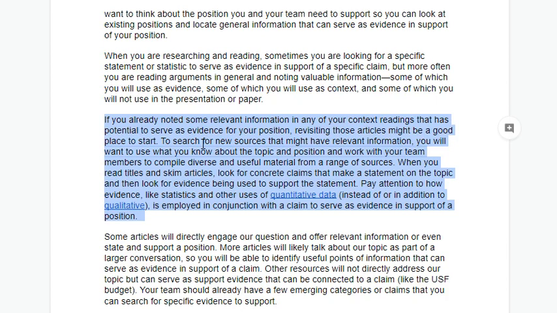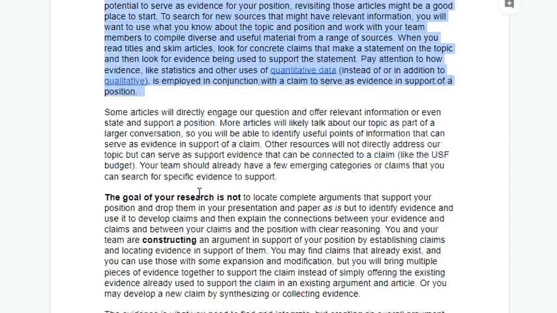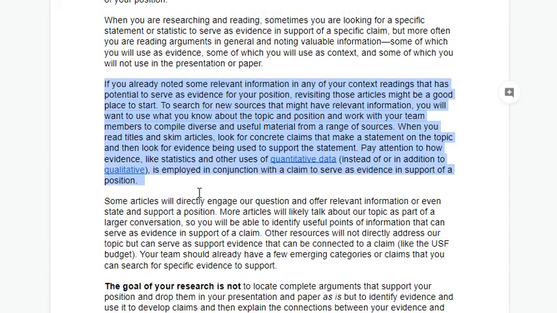To search for new sources that might have relevant information, you will want to use what you know about the topic and position and work with your team members to compile diverse and useful material from a range of sources. When you read titles and skim articles, look for concrete claims that make a statement on the topic and then look for evidence being used to support the statement. Pay attention to how evidence, like statistics and other uses of quantitative data, instead of or in addition to qualitative, is employed in conjunction with the claim to serve as evidence in support of a position.